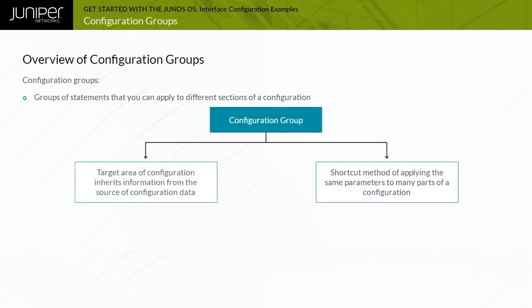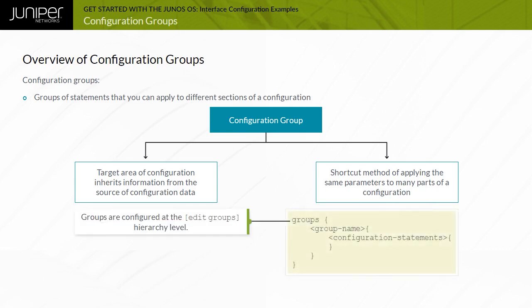You can apply the same group to different sections of the configuration, and different sections of one group's configuration statements can be inherited in different places in the configuration. Configuration groups enable you to create smaller, more logically constructed configuration files, making it easier to configure and maintain Junos OS. For example, you can group statements that repeat in many places in the configuration, such as when configuring interfaces, and thereby limit updates to just the group.